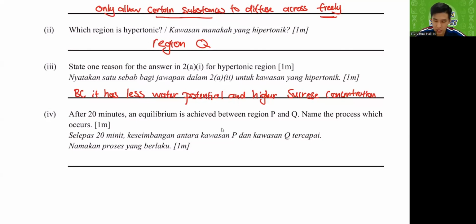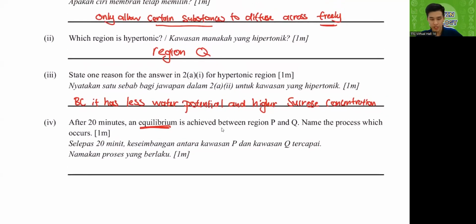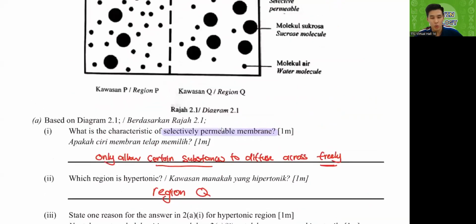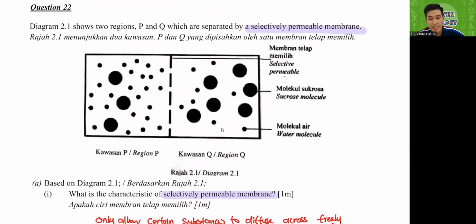After 20 minutes, an equilibrium is achieved between P and Q. Name the process which occurs. So, equilibrium. We discussed this earlier today, right? So, what is the process that occurs that makes both sides equilibrium? Means both sides same.